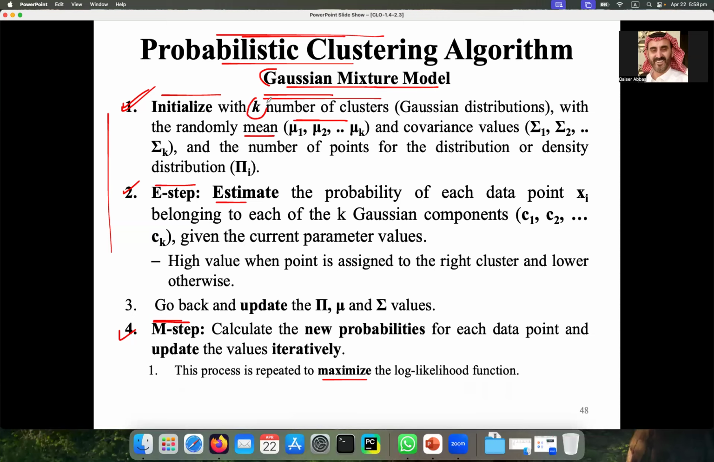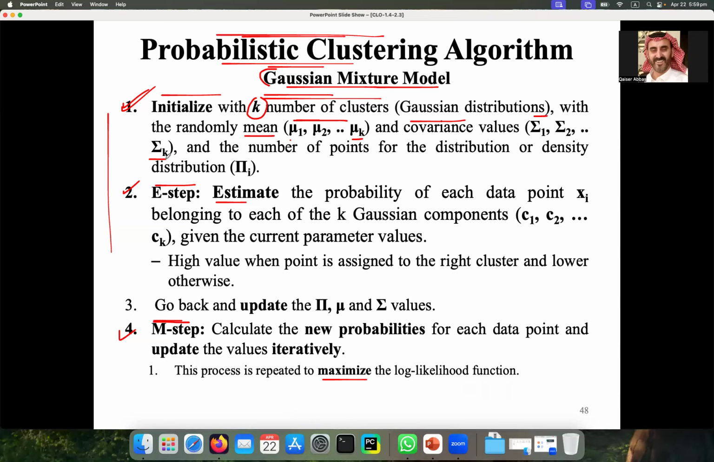And we have the k number of clusters. So that's why we will use k gamma variables from 1 up to k, one for each cluster. And similarly, the second variable would be the covariance. In this equation, that variable in this Gaussian distribution or normal distribution is represented with sigma. And we have k clusters, so that's why we have k variables here, starting from sigma 1, sigma 2, and so on, sigma k.